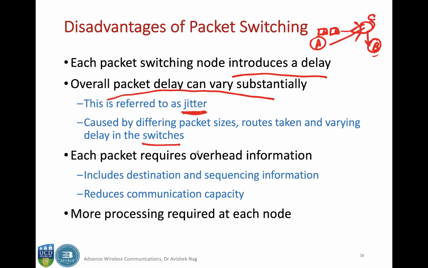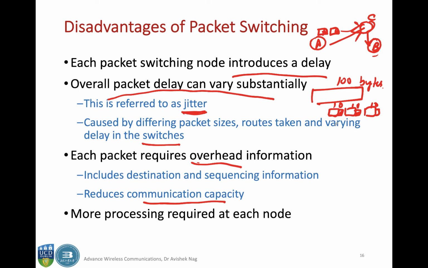And then each packet requires overhead information. As I said, the packets need some header or some address. So this reduces the communication capacity. Let's say the entire message is 100 bytes, and you decide to divide it into 10 packets of 10 bytes each. Then you decide to put some header, let's say 1 byte of header for each packet. So essentially every packet will have 1 byte extra.